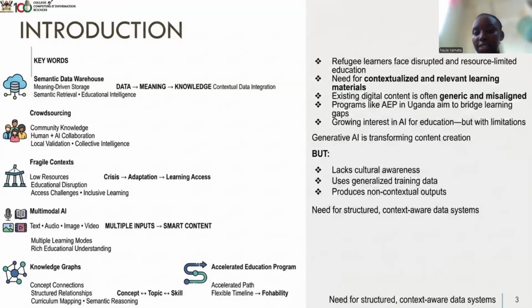For refugee learners and other learners in fragile contexts, as we said, most of the material that exists is text-based, and it is really not relevant for the setting they are in. This problem led to the development of our semantic-aware data warehouse, to help the generative models produce content that is pedagogically aligned and relevant to such an environment. So there was a need for structured, context-aware data systems. That was a major problem.